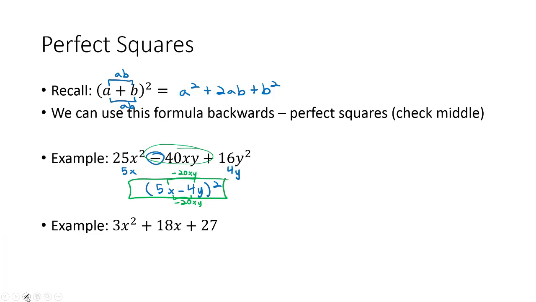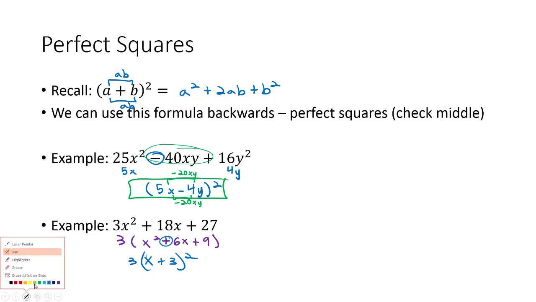How about this one? Hopefully you saw that the first thing we have to do is take out that GCF of 3, leaving behind x squared plus 6x plus 9. And when we do take out the GCF of 3, you notice we can take the square root of the x squared, that's x. Take the sign from the middle, and the square root of 9 is 3, so it's x plus 3 squared. Keep that GCF out front.